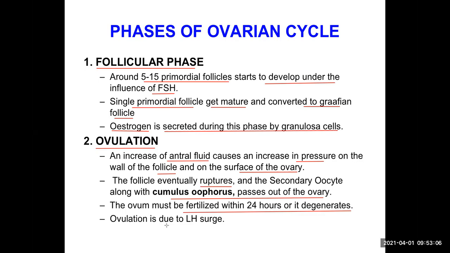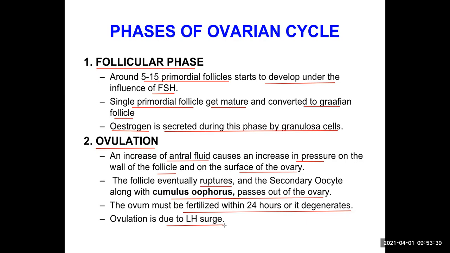Ovulation occurs due to LH surge. This is luteinizing hormone surge. This is a very interesting mechanism, so let me explain this. Please pay attention here. What happens just before the time of ovulation? The estrogen which is released by these granulosa cells will not give negative feedback to the pituitary. Rather, it will give positive feedback to the pituitary, meaning it will stimulate the release of LH.